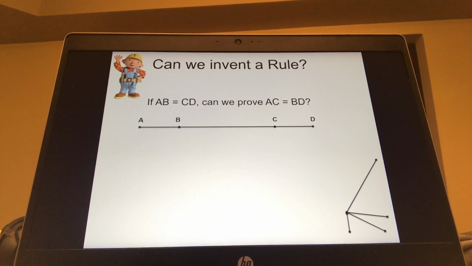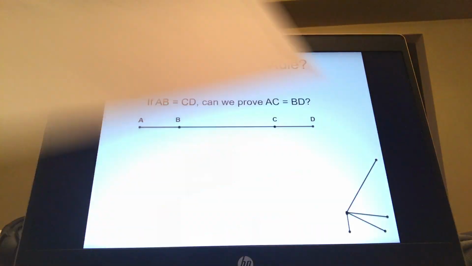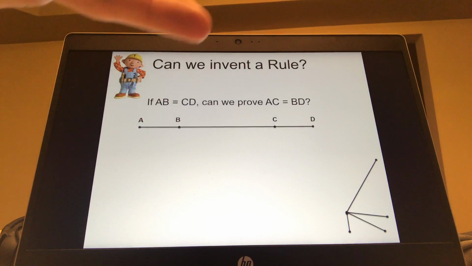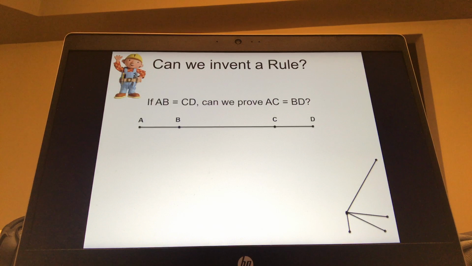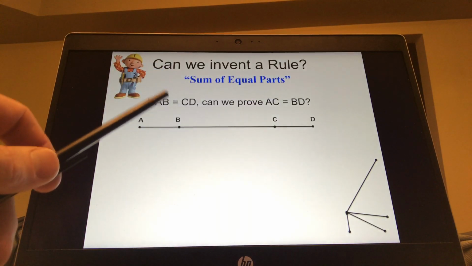And on this particular packet, there's a couple problems that would benefit from this new rule, which we'll make up. This came up from somebody in class making it up last year, actually. So the question, can we invent a rule? Absolutely. And typically you want to give a name to it, a postulate or a theorem. For lack of a better term, I'm going to call this the sum of equal parts, which in a nutshell says if you add equal parts together, the sums are going to be equal, and you go, what do you mean? Let's run through a scenario here for angles or for segments in this case.